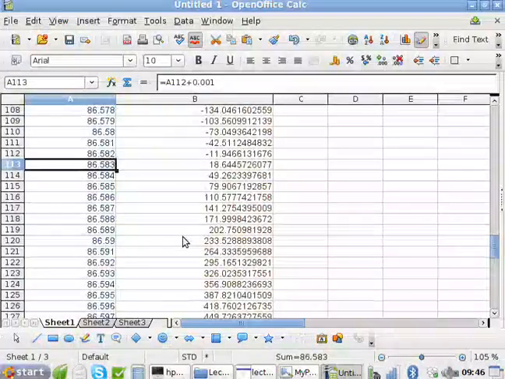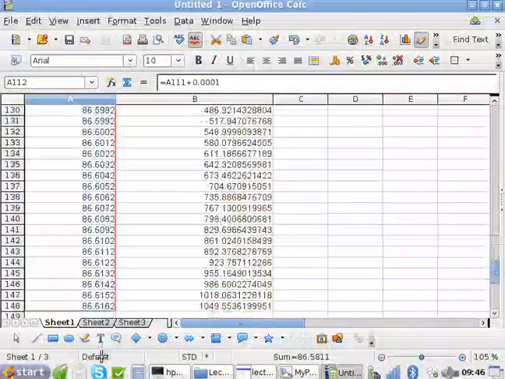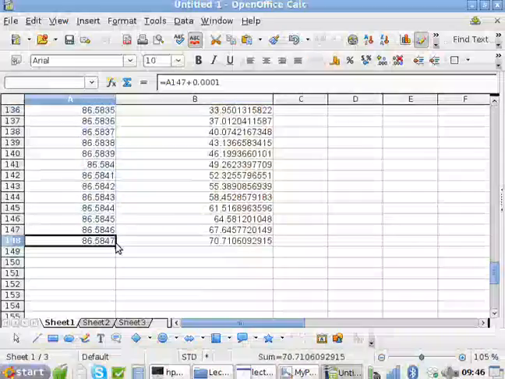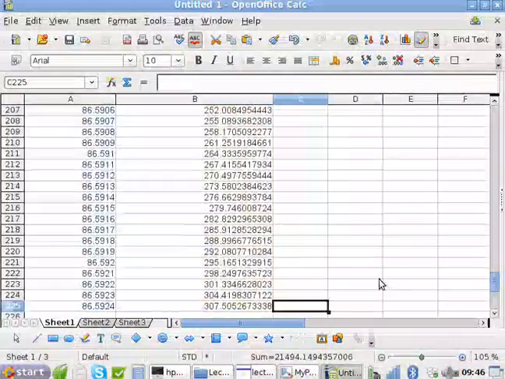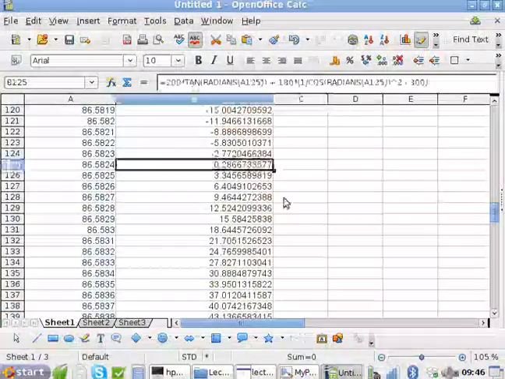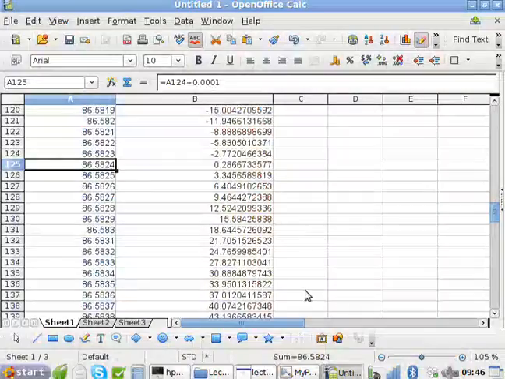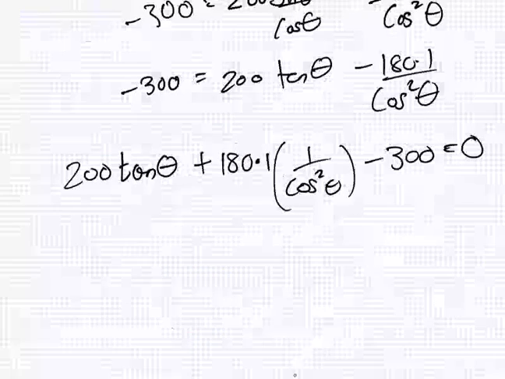Now I don't like the cos squared here. Well, you know what? No, actually, I'll just leave it like this. Minus 300. Does anyone know what sine over cos is? Sine over cos is tan. So we get 200 tan theta plus 180.1 times 1 over cos squared theta minus 300 equals 0.